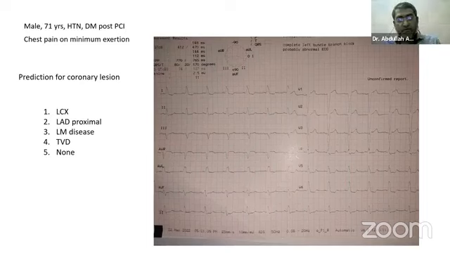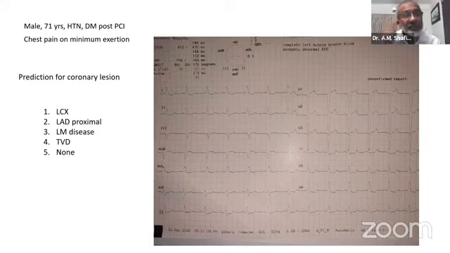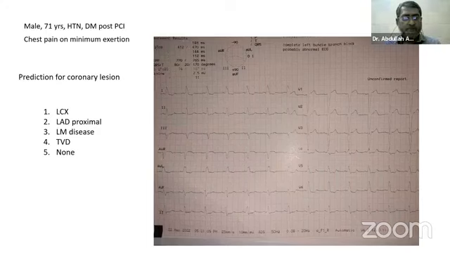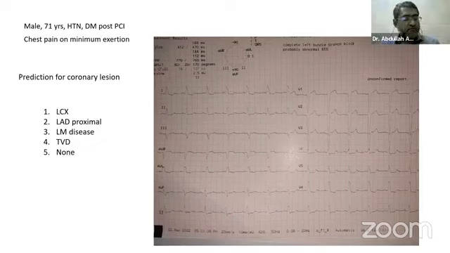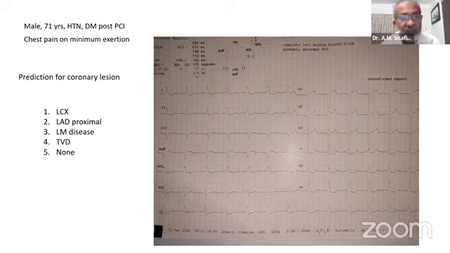Left bundle block always indicates there is some underlying either coronary artery disease or myocardial disease. But the patient having the clinical symptoms, maybe normal coronary disease could be. Still, the patient has chest pain on minimum exertion with a stent in left main to LAD and LCX. The clinical symptom is very suggestive. Only the ECG is not suggestive, but the symptom is very much suggestive.